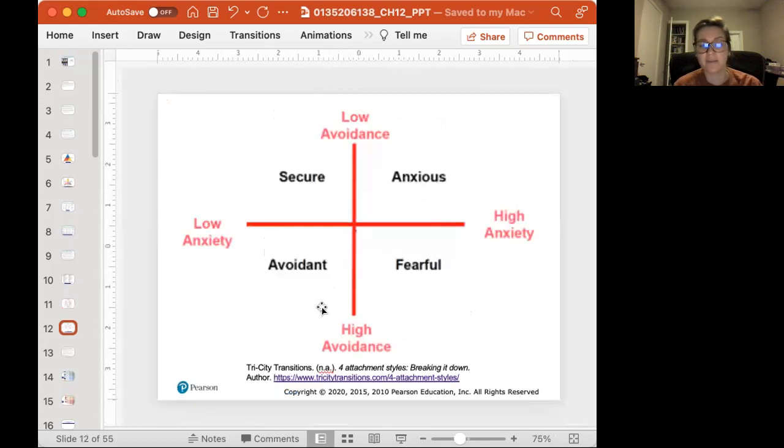And last one, the simplest of them all, is just showing the avoidance versus anxiety comparison. So secure, anxious, avoidant, and fearful. So maybe you know what the different four are, and you just need to remember which one's got more anxiety versus more avoidance to be able to distinguish between them.